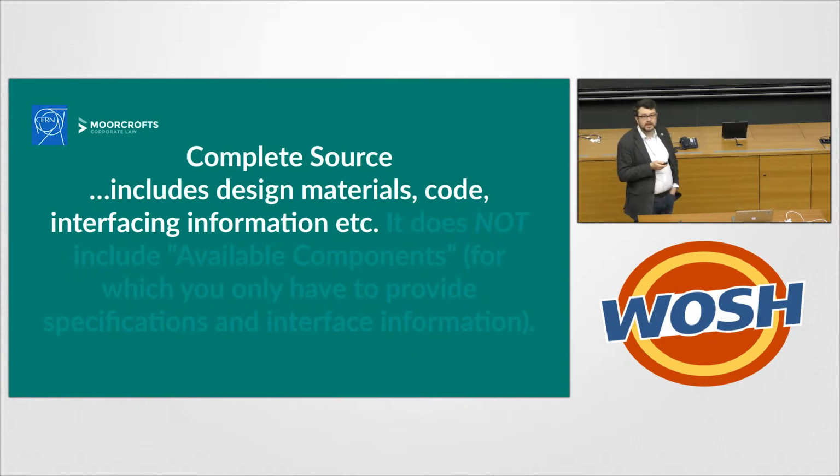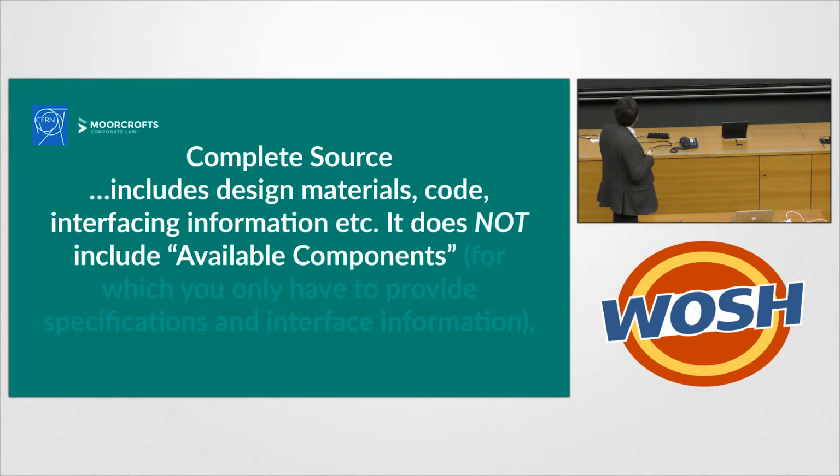So what do we mean by complete source? Well, it includes not only the design materials themselves, but also any interfacing information that relates to that. So when you've got complete source, this is quite like the concept in GPL v3, where the complete corresponding source is not just the source code, but it also has to be source code that is in preferred forms. It's got to be documented ideally, but it also needs all the interfacing information and all the other information that you would need to be able to make a product using that source.